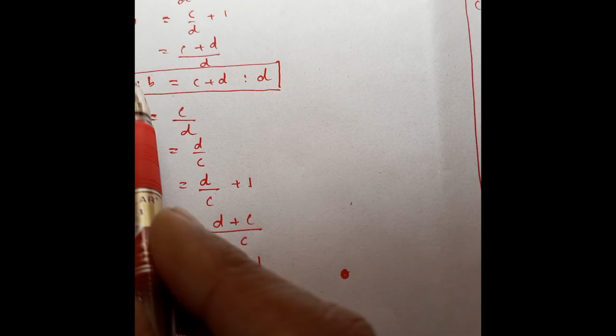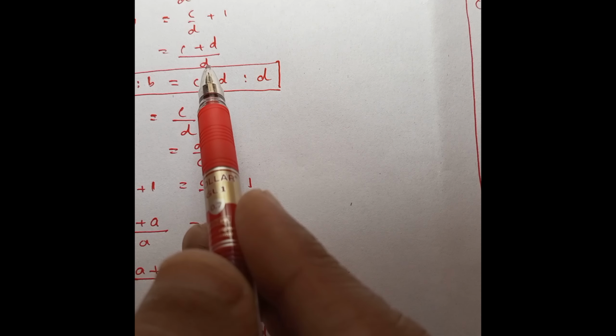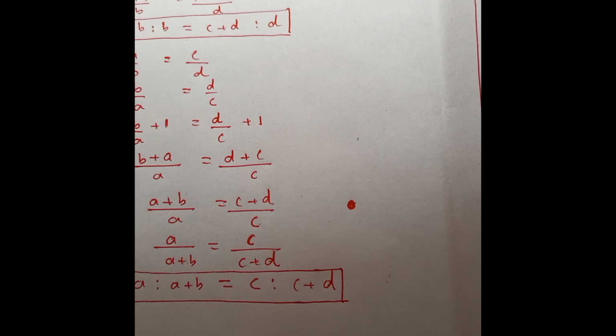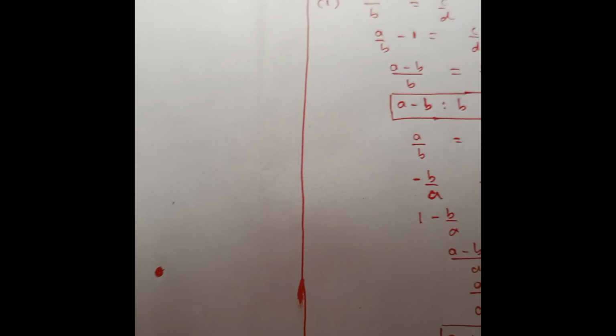So the first form of componendo is A plus B divided by A is equal to C plus D divided by C, and the second form of the componendo is A divided by A plus B is equal to C divided by C plus D. Let us come to the dividendo.